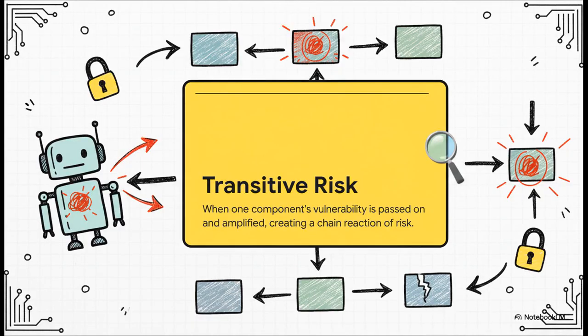This whole chain reaction has a name. It's called transitive risk. It's a simple idea, really. If System A trusts System B, but System B is compromised, well, now System A is also compromised. Trust is transitive, and so is risk. In these super-connected AI systems, this is probably the single biggest threat we have to worry about.